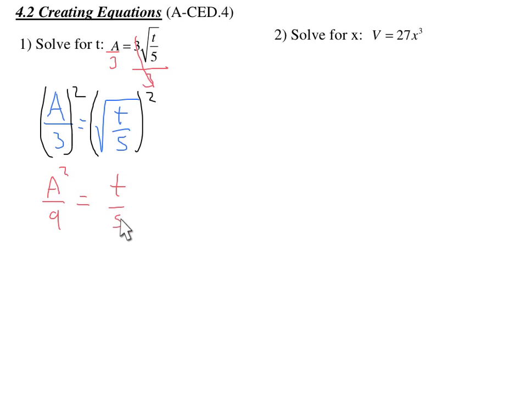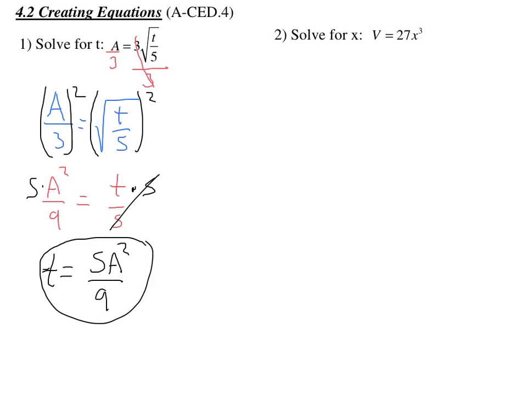Now I got to get 5 off. So if you get rid of this 5, you get t by itself. It's divided, so I'm going to multiply both sides by 5. And once I do that, I now have t equals, sorry, I switched this side, and that would be 5a squared over 9. That is t. Again, I just swapped the sides of these.